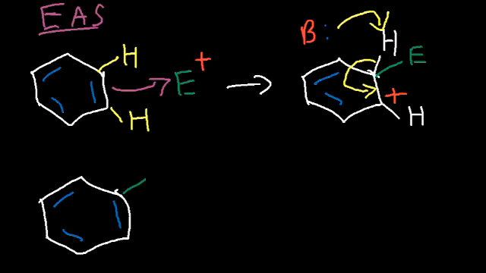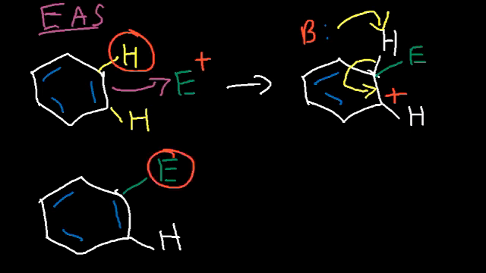So this is our final product. So overall, what we did is we replaced a hydrogen with an electrophile. So that's why it's called an electrophilic substitution reaction, because we're substituting a hydrogen with an electrophile. And because this reaction is associated with aromatic rings, it's called an electrophilic aromatic substitution reaction.